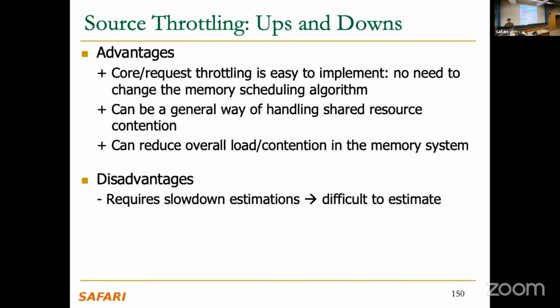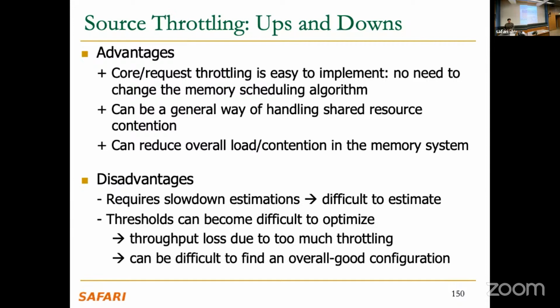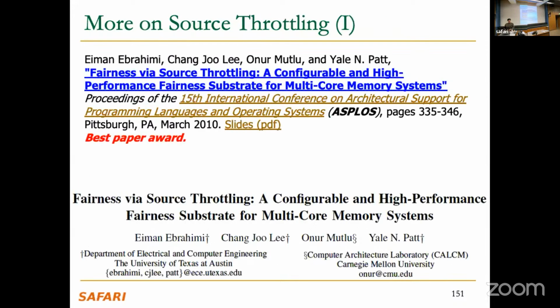The disadvantages are you need to estimate slowdowns, and it's difficult, since STFM. It's the same problem. And your thresholds, you have to optimize them. And these are heuristics, right? And heuristics are difficult to optimize. You can accidentally lose too much throughput by throttling applications too much. And overall, finding a good trade-off point can be difficult.